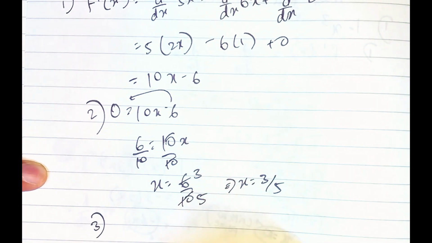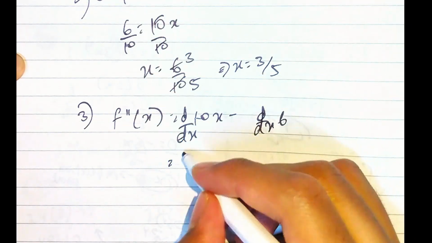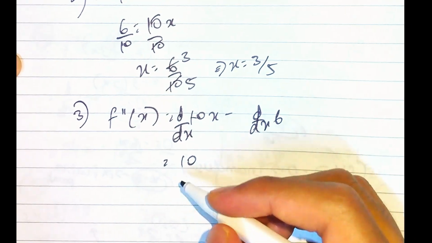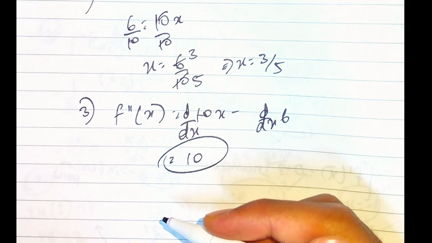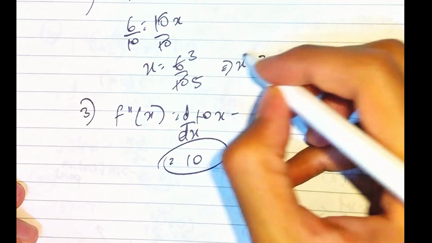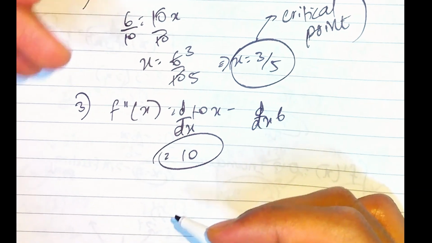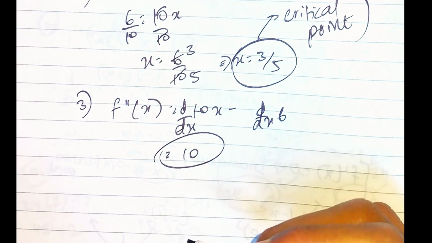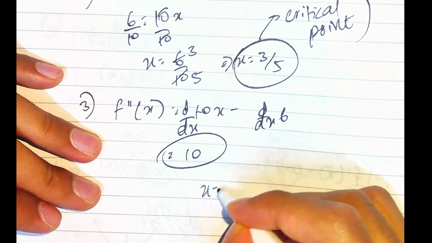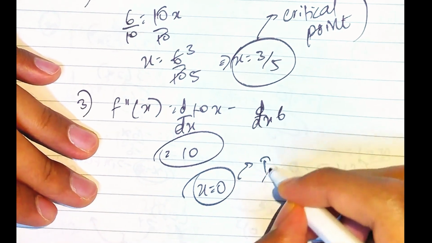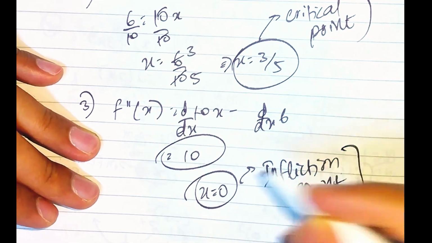Third step, we have to take the second derivative. So f double prime of x: the derivative of 10x will be 10 and the derivative of 6 will be 0. So this is the second derivative, and of course the value of the inflection point, this is the critical point, and the inflection point does not have any value. So if the inflection point is not having any value, it is equal to 0. So we can say x equal to 0 is my inflection point. Now I told you that the inflection point is actually not really important, so we can simply ignore it.